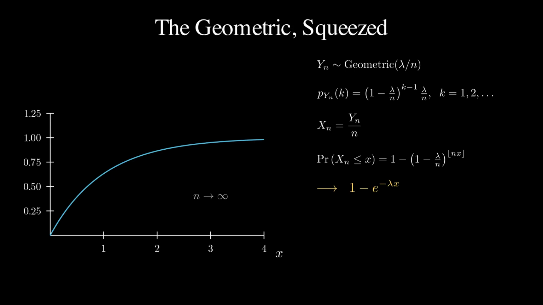Let n grow without bound, and the familiar limit for e takes over. The staircase melts into 1 minus e to the minus lambda x, exactly the exponential CDF. This is the sense in which the exponential is the continuous geometric. Waiting in discrete ticks becomes waiting in continuous time. The same engine that squeezed the binomial into the Poisson runs here a second time.